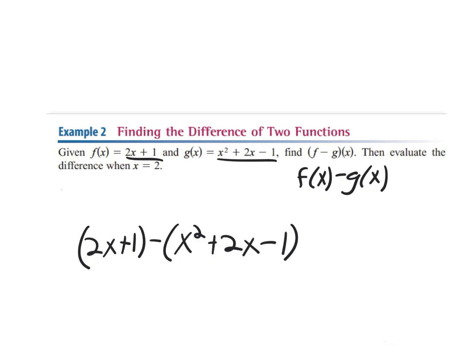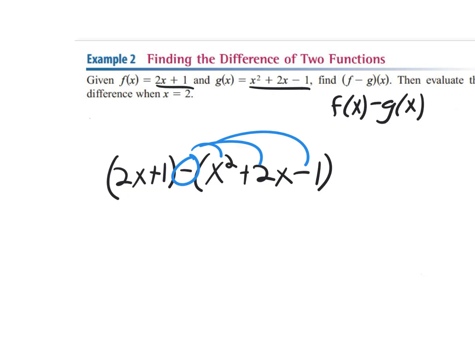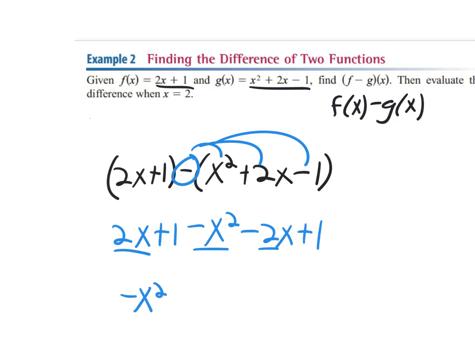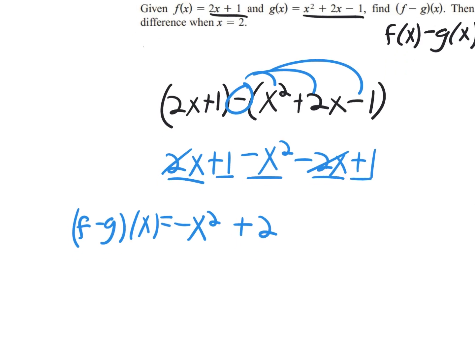All right, what's our only difference here? What do I do with that minus? Good, right? So you're going to distribute it to every term. In this set of parentheses, the 2x plus 1 you don't change at all. So this is just 2x plus 1 minus x squared minus 2x plus 1. And now you can combine your like terms. Nothing combines with negative x squared. 2x minus 2x cancels out, and then 1 plus 1 is just going to get you 2. So then we get f minus g of x is negative x squared plus 2.